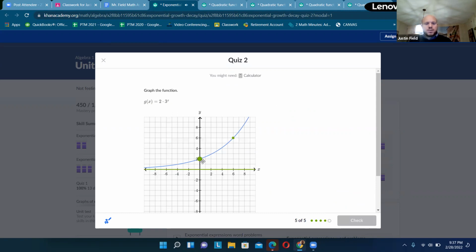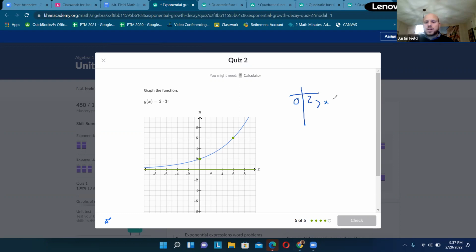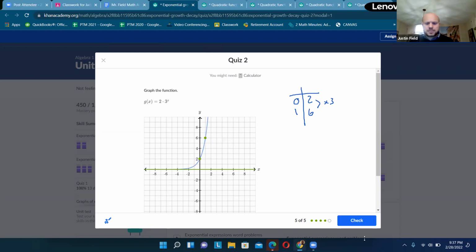Graph the function. All right, well, the y-intercept is 2 and the growth factor is 3. Let me just make a table again. So I know that we have 0, 2, and that our growth factor is 3. So we're going to multiply by 3. That means 2 times 3 is 6. So we can plot the point 1, 6. Got it.